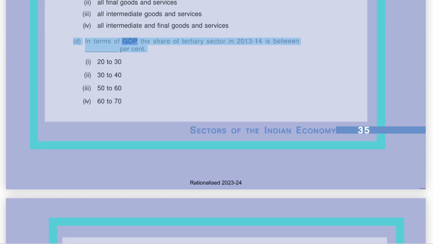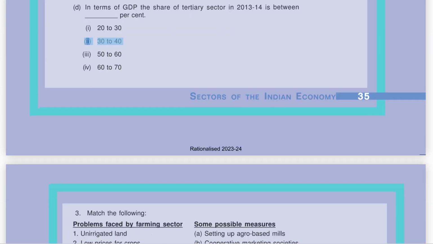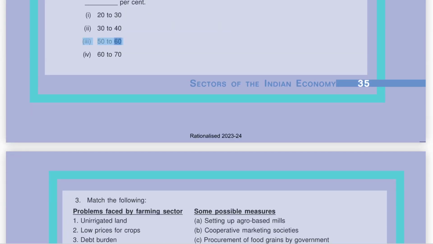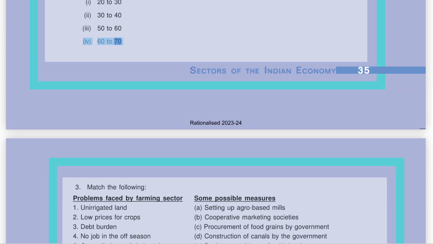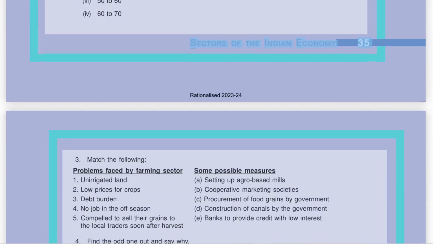D. In terms of GDP, the share of tertiary sector in 2013 to 14 is between what percent? 1. 20 to 30. 2. 30 to 40. 3. 50 to 60. 4. 60 to 70. Exercises.